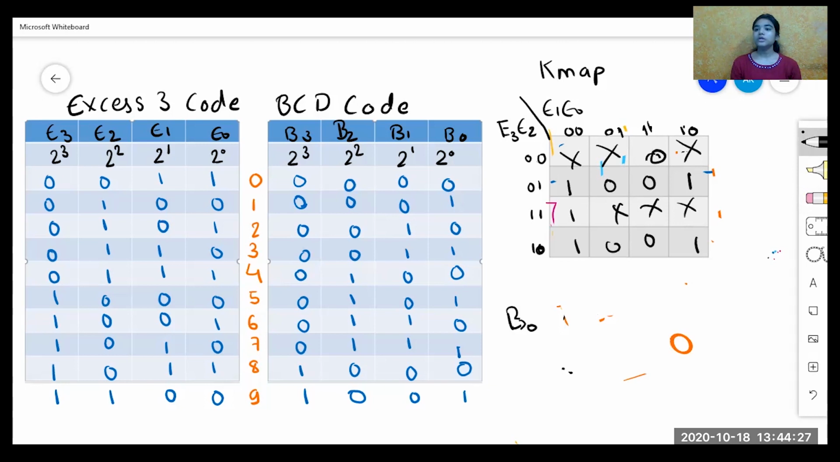Then we again do the groupings. So we see that this group and this group of 8 is possible. In this group of 8, nothing is common horizontally. When we look vertically, this is 0, 1 and this is 1, 0. So the second 0 is common, so that is E0 bar. So we finally conclude the output for B0.